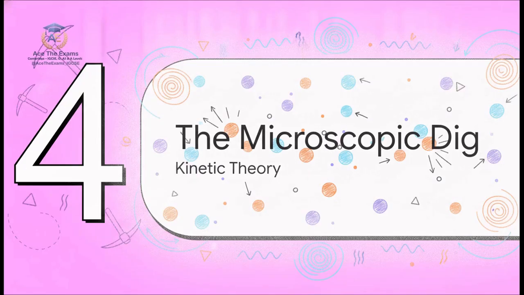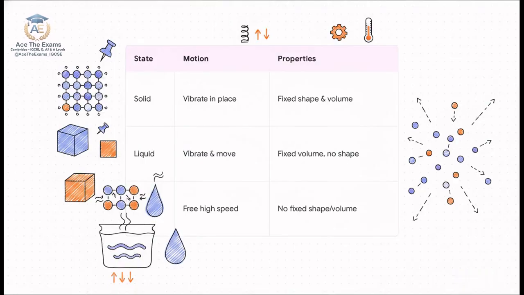Section 4, the microscopic dig, kinetic theory. Now we're digging deep into the microscopic world. The kinetic theory is a model scientists use to explain exactly how solids, liquids, and gases behave. Scanning the data, the core trend is super clear. In a solid, the particles attract each other so strongly that they are practically locked in place. They just vibrate about fixed positions, and that's what gives solids their fixed shape and volume.